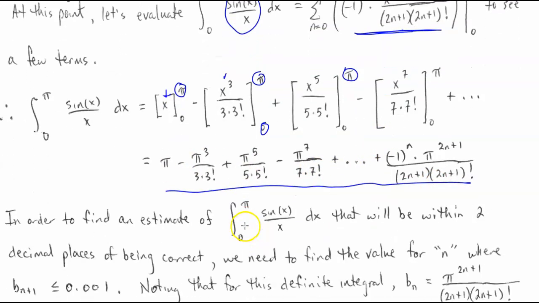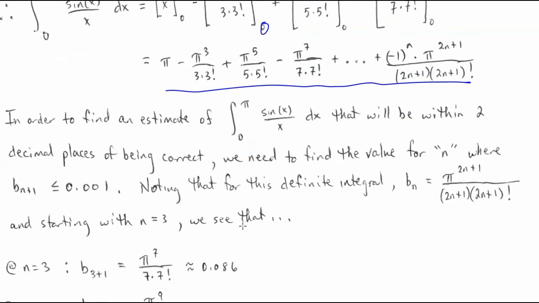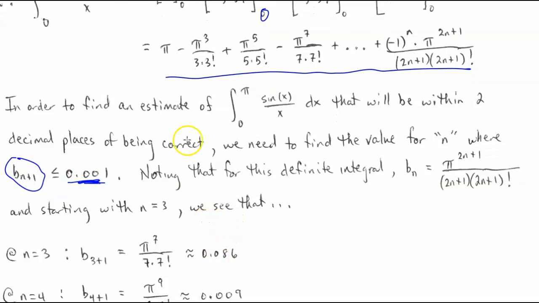Okay. So in order to find an estimate here, I am going to have to be within 2 decimal places. And I know that whatever my b sub n plus 1 is, it's going to have to be within this amount here. Okay. So what I do is I take this b sub n, which now looks like this, and I plug it in for several values of n. Okay.